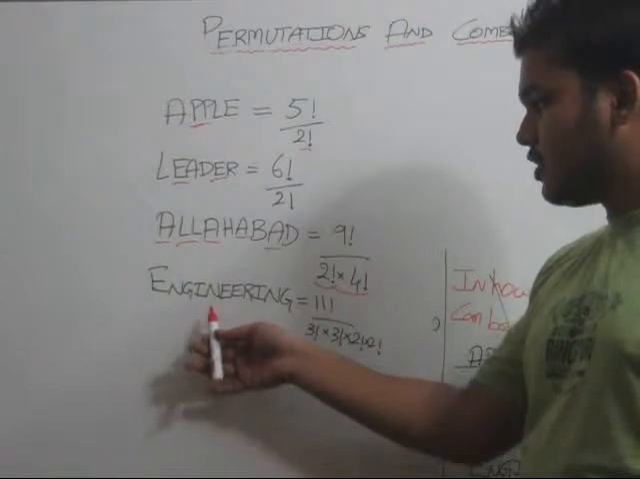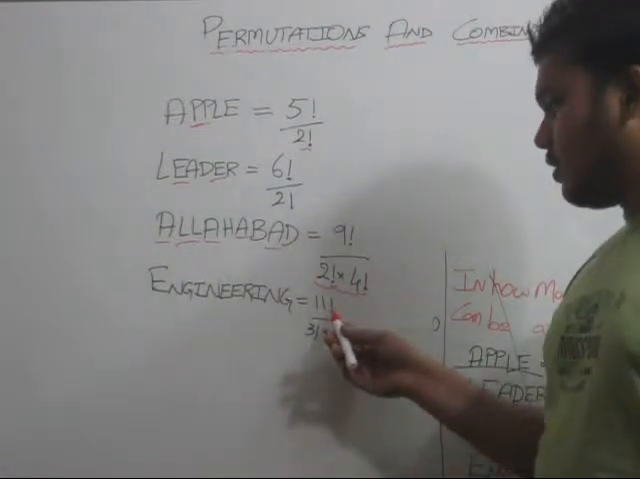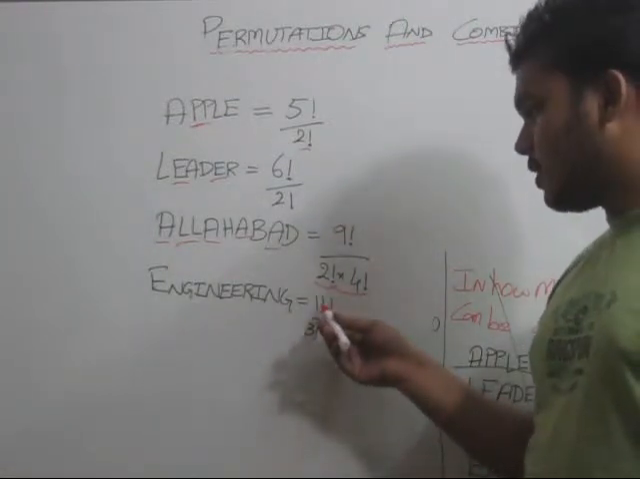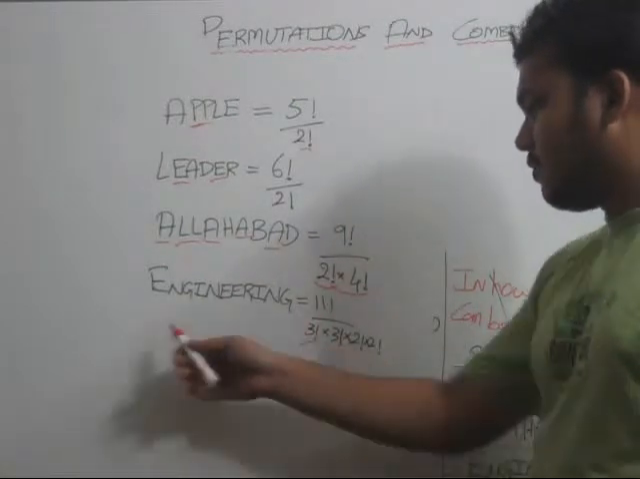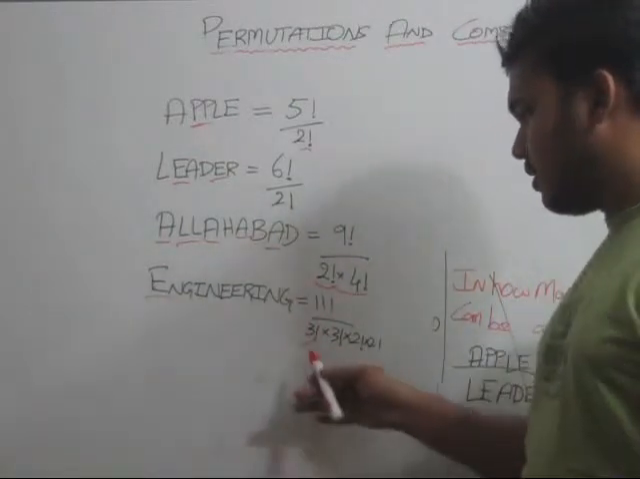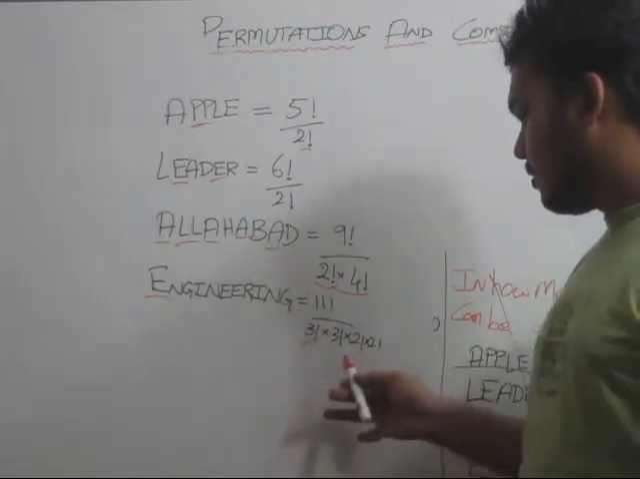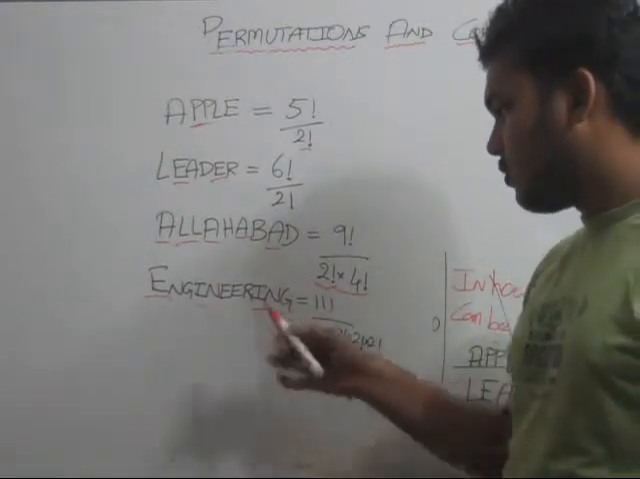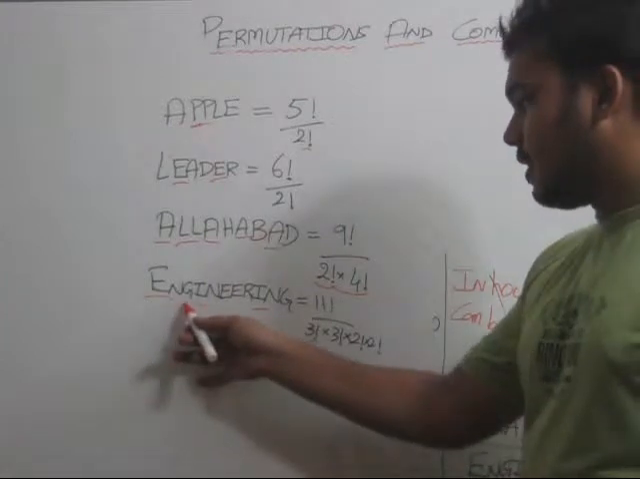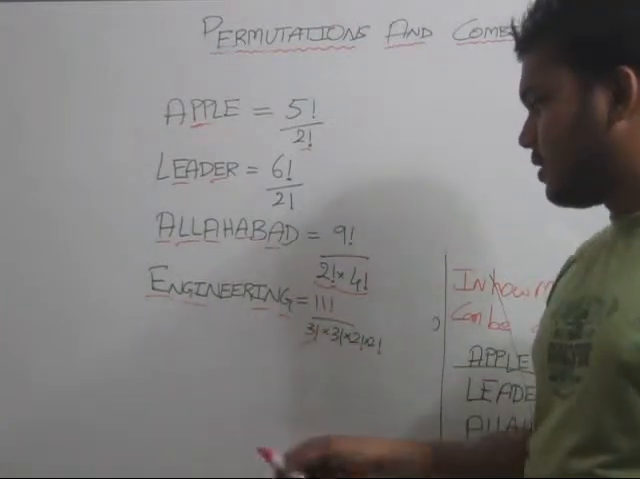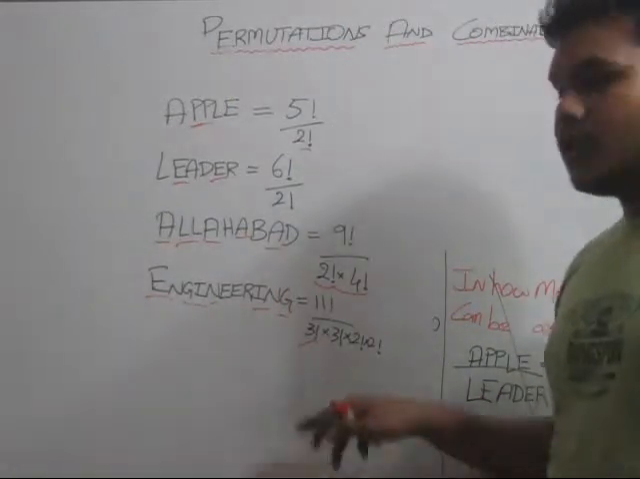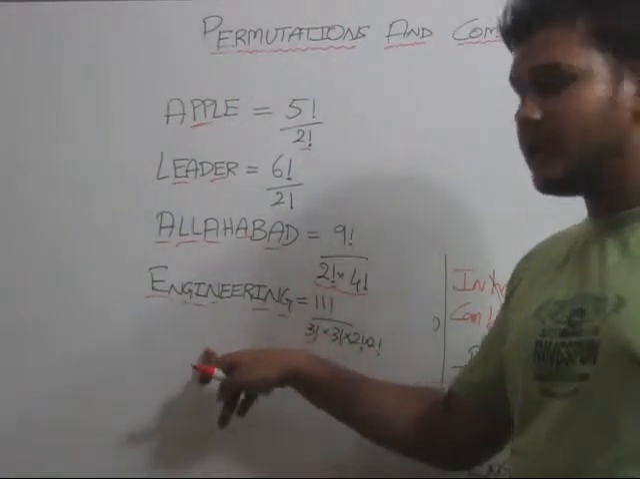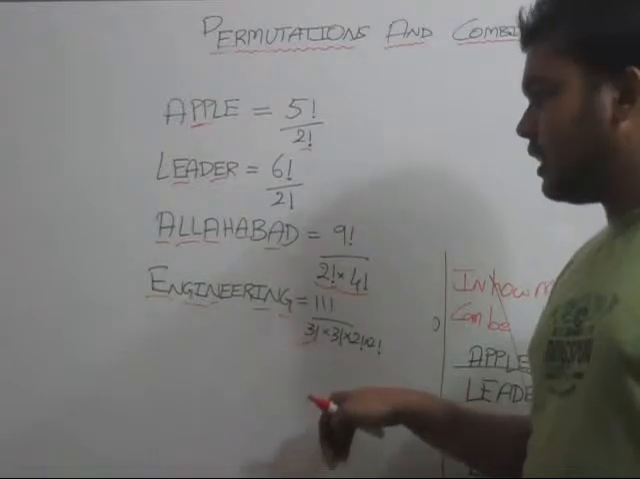And from the word engineering, we write the total number of letters, 11 factorial, divided by 3 factorial, which means E is repeated thrice, and I is repeated twice. In a similar way, G is repeated twice and N is also repeated twice. So by observing the repeated letters, we have to write the answer in this way.